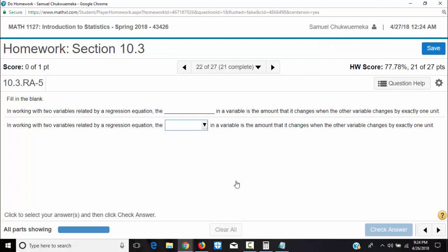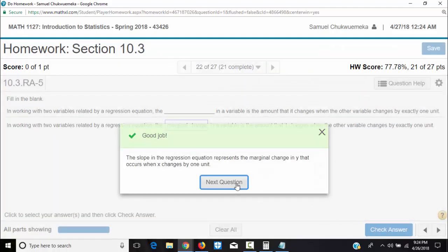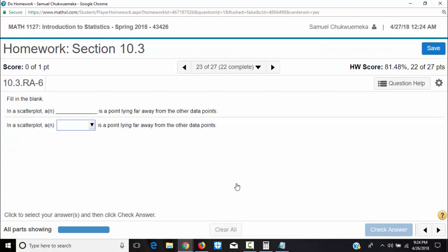Question 22. In working with two variables related by a regression equation, the dash in a variable is the amount that it changes when the other variable changes by exactly 1 unit. Oh, that's the slope. And the slope, of course, is the marginal change. Question 23. In a scatter plot, dash is a point lying far away from the other data points. Outlier.